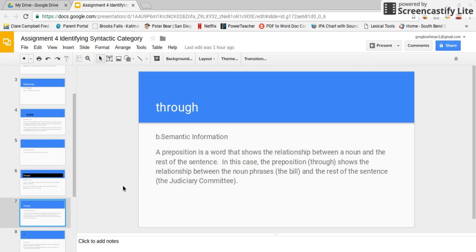The next tool I chose was semantic information. Since I believe the word through is a preposition, I explained that a preposition is a word that shows relationship between the noun and the rest of the sentence. In this case, the preposition through shows the relationship between the noun phrase, the bill, and the rest of the sentence, the Judiciary Committee.